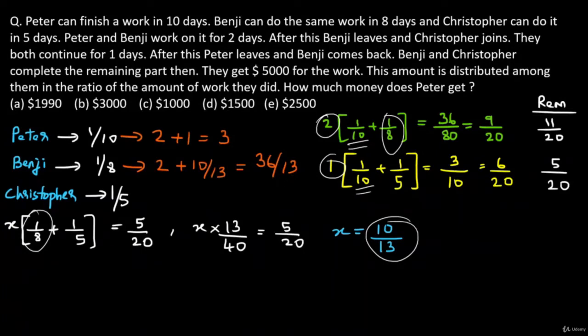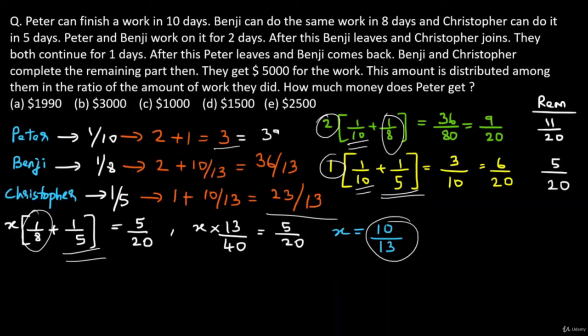What about Christopher? Christopher is working 1 plus 10 by 13, which is equal to 23 by 13 days, right? Christopher works 1 day over here, and Christopher works 10 by 13 days over here. So 1 plus 10 by 13 is equal to 23 by 13. Now because these two have a denominator of 13, we can write 3 as 39 by 13. Alright, now to find the amount of money that each of them gets, we need to divide the total amount, that is $5,000, in the ratio of the amount of work that they have done.